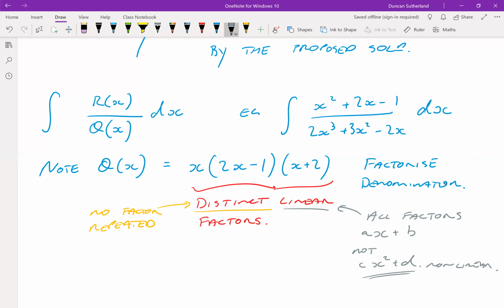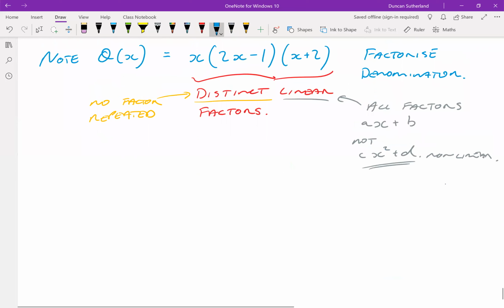So again, we're taking linear to mean no powers or functions of x. And this only works for polynomials, so if you see a sine or a cos or any other sort of more complicated function in the denominator, you're not going to be able to really apply these techniques. If we have, as we do in this case, distinct linear factors, we call this case 1 for partial fractions.